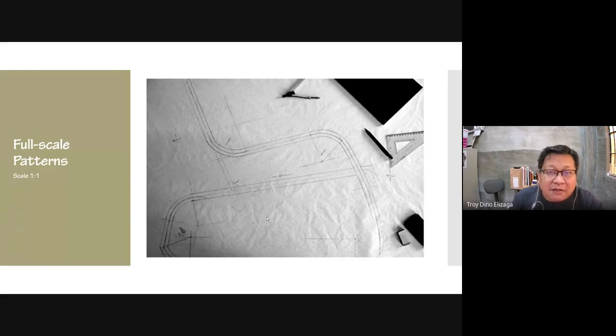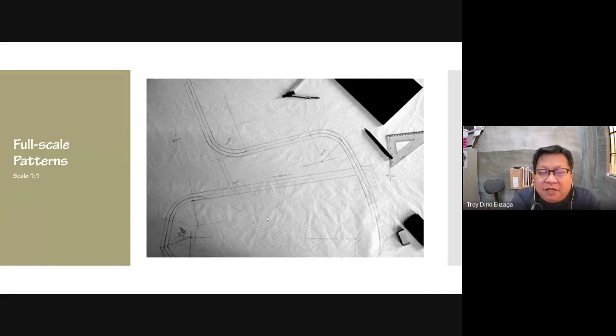Now, full-scale pattern, especially if you are making a furniture, when you make a furniture, you have to make a drawing of the actual size, because the carpenters are going to just trace over it. It's like making a dress, so you have to make the actual size, full pattern, because they're going to cut according to the actual shape.